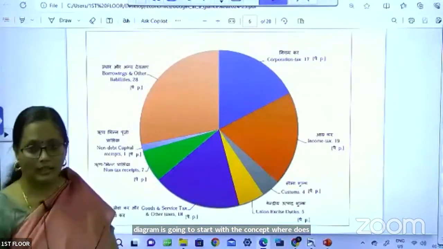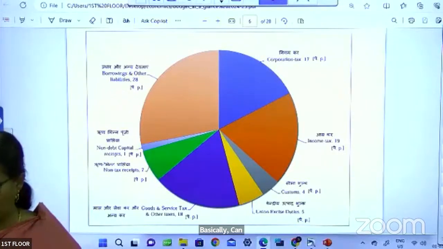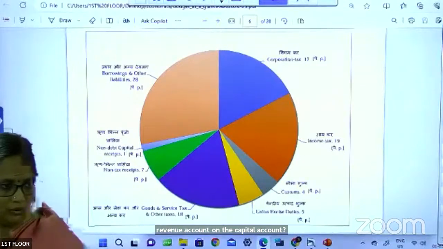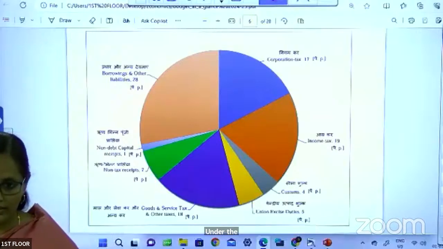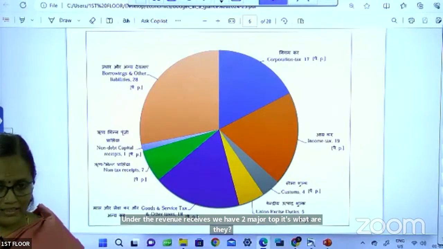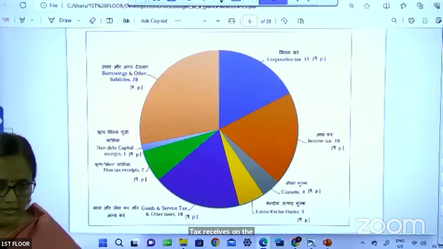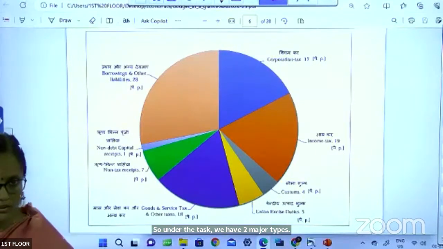Basically, can you recall in the budget, we had the revenue account and the capital account. Under the revenue account, we have the revenue receipts. Under the revenue receipts, we have two major topics. What are they? Tax receipts and the non-tax revenue receipts, right? So under the tax receipts, we have two major types. What are they? Direct taxes and the indirect taxes.